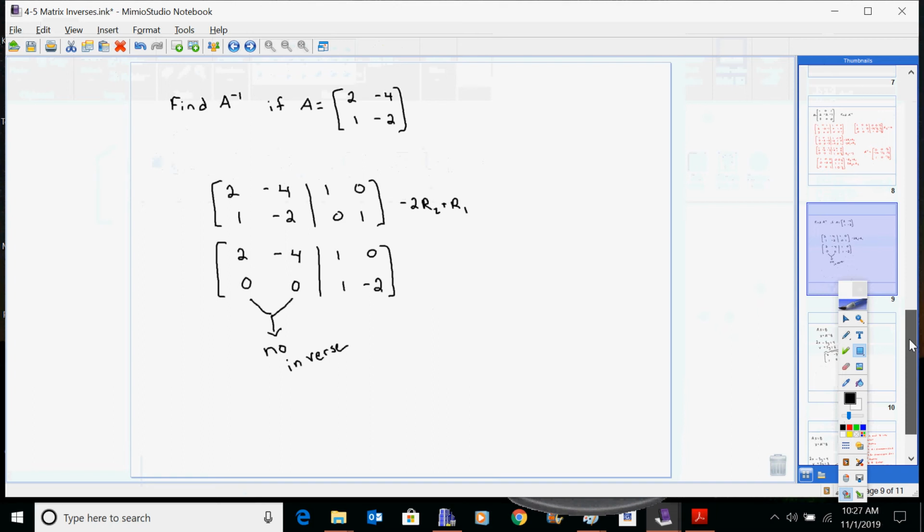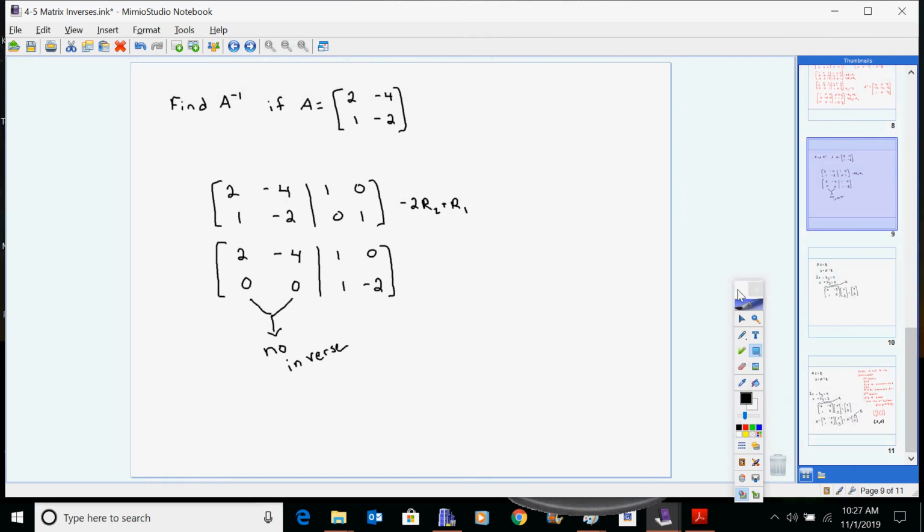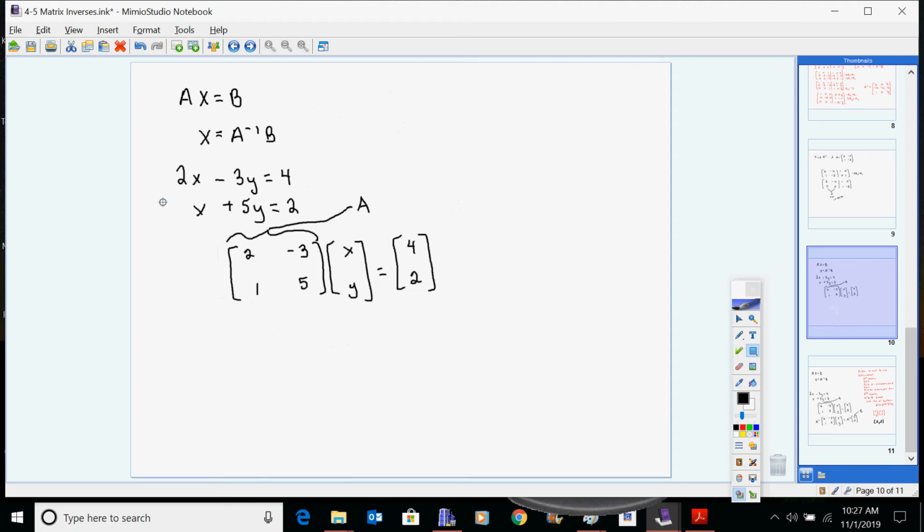So how does that help us? That helps us so that when we have a problem to do, such as this, we can solve it using our inverse matrix idea. So you can load up a matrix from a system of equations. We had done it as an augmented matrix before, but you have another option. And your other option is to take the coefficients.